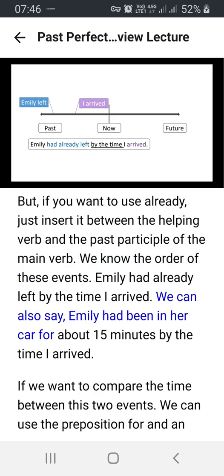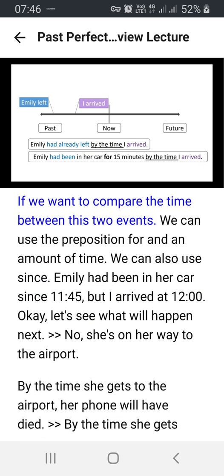We can also say, Emily had been in her car for about 15 minutes by the time I arrived. If we want to compare the time between these two events, we can use the preposition for and an amount of time. We can also use since. Emily had been in her car since 11:45, but I arrived at 12 o'clock. Okay, let's see what will happen next.